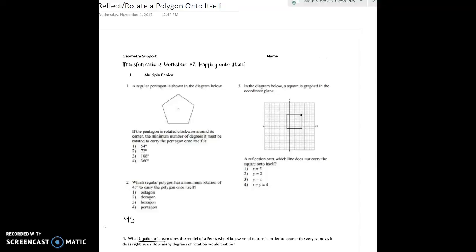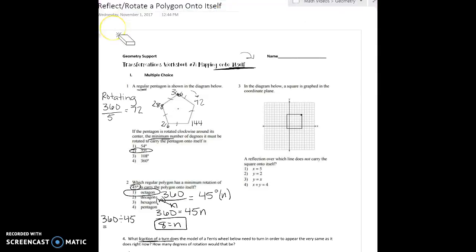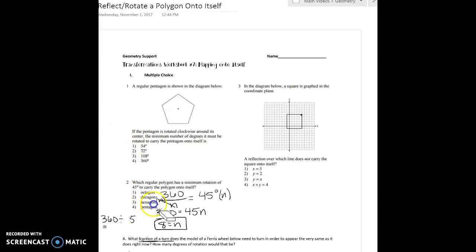All right, I'm going to talk about just number 1 and number 2 about how to rotate or reflect a polygon onto itself. So what we're trying to do is rotate this polygon so when it flips over, it looks the same as it does the first time. It's not tilted or sideways or anything like that.